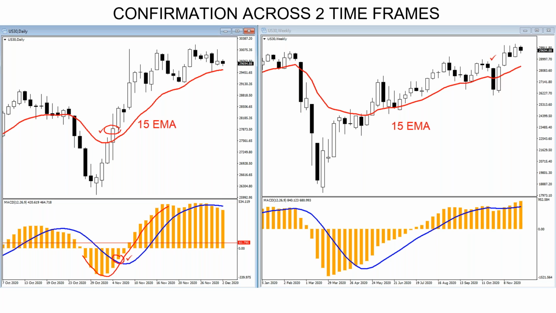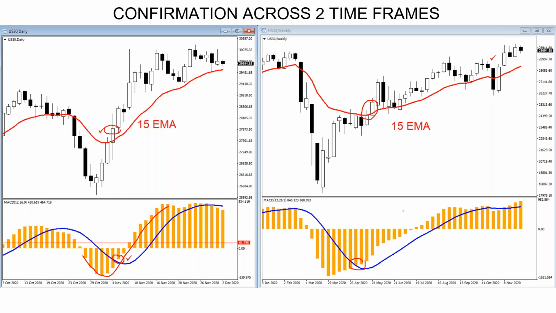This can be easily back tested for those that are code savvy. And here on the weekly chart, this is on the daily chart, and here on the weekly chart, we can see as the signal line crosses through here, we start to see our price start to move above a 15 EMA.